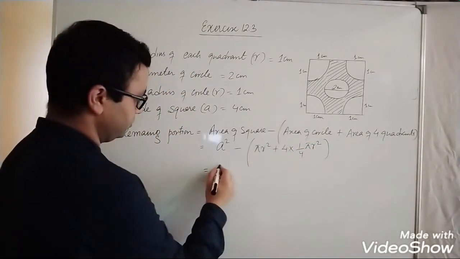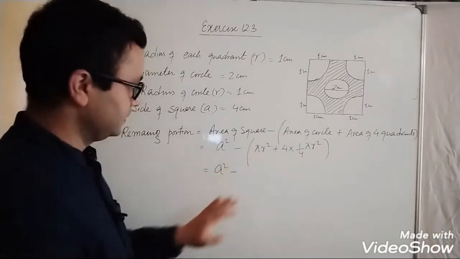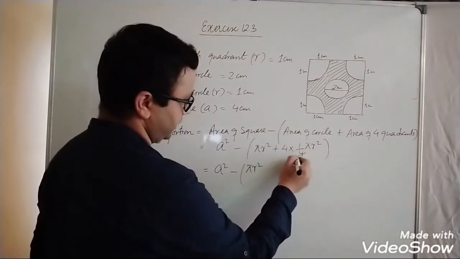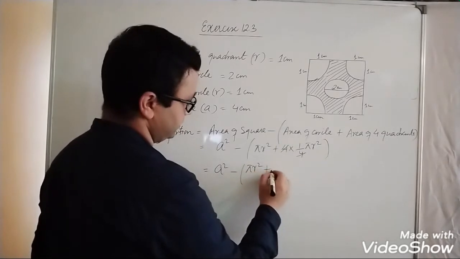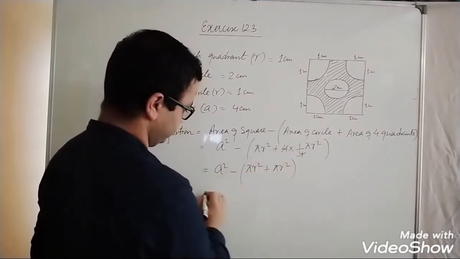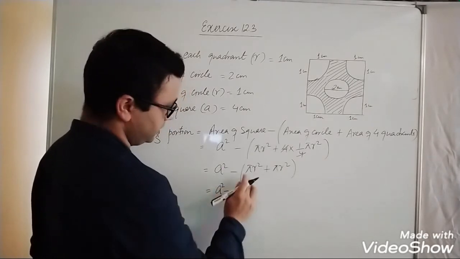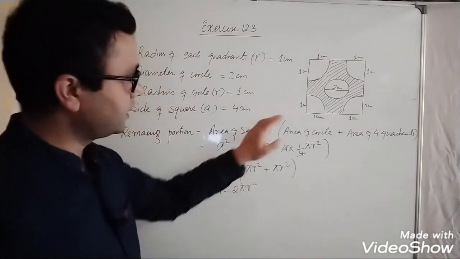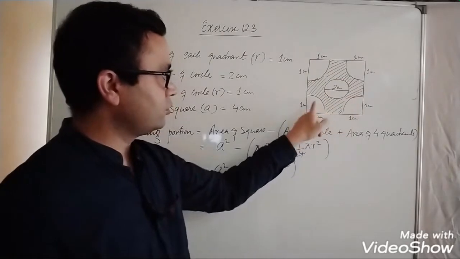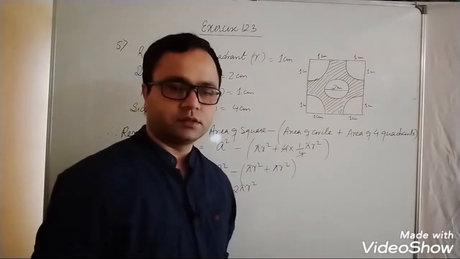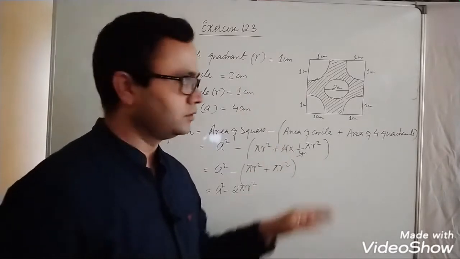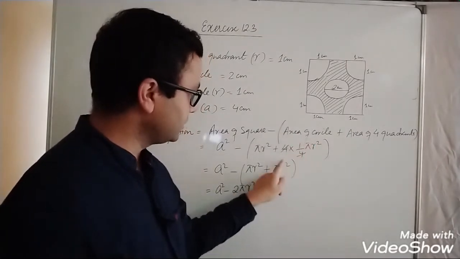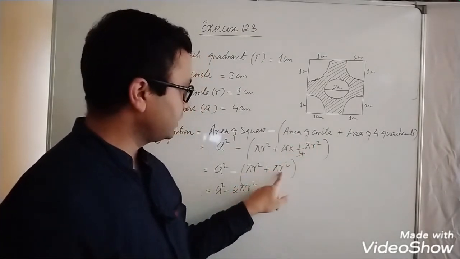So this equals a square minus, inside the bracket, pi r square plus pi r square, which is 2 pi r square. So we can say that the area of 4 quadrants is equal to the area of the circle, because a quadrant is 1/4 of the circle. Pi r square is the area of the circle. So pi r square plus pi r square is 2 pi r square.